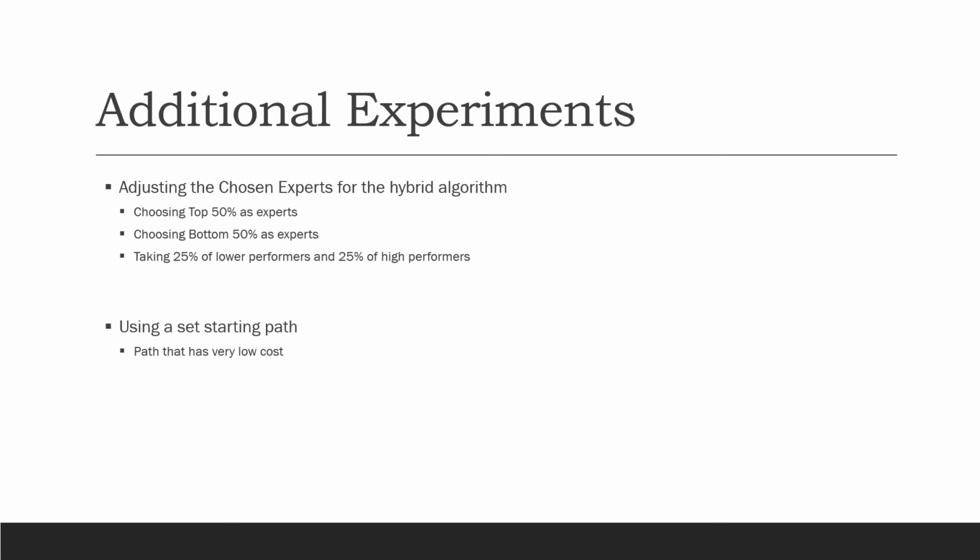And then the last set of experiments that I am working on is starting with just a very efficient, low cost path and seeing if I get any deviation with my results and its progress with both, not just the genetic algorithm, but with my wisdom of crowds approach as well.